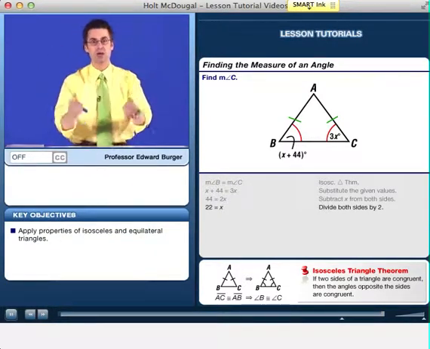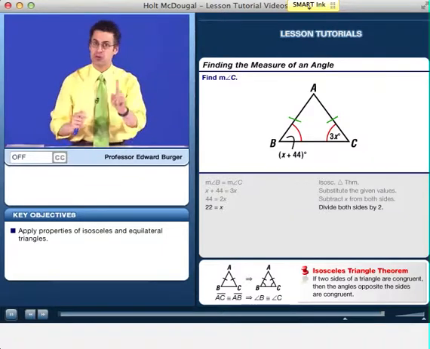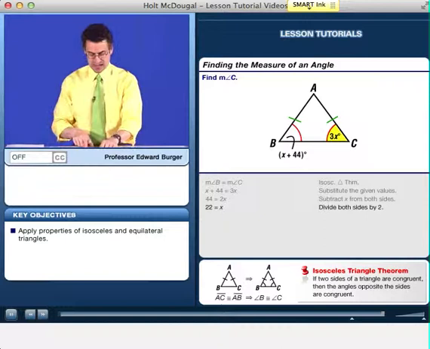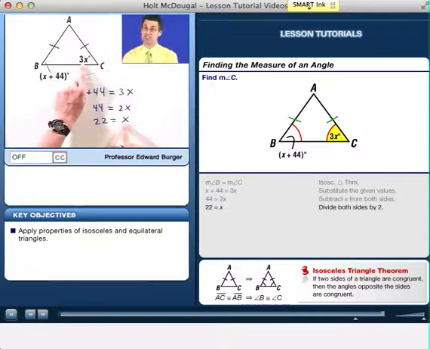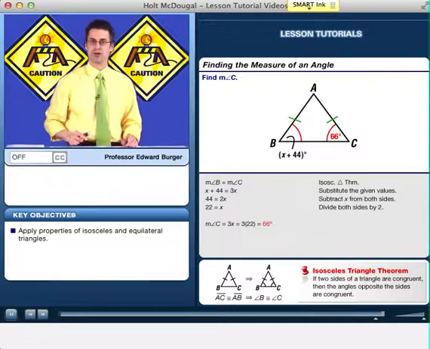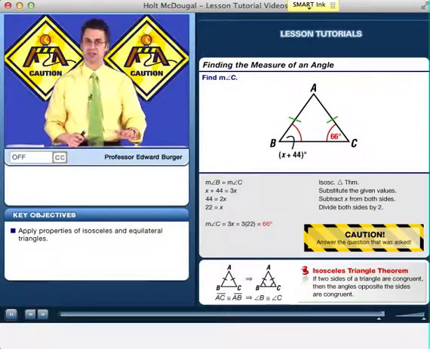But we're not. We have to understand what the original question asked. It said, find the measure of angle C. That's not x. Notice it's 3 times x. So we have to be really cautious and say that our answer is actually 3x, which turns out to be 66. And here the units are degrees. So be careful, make sure we're answering the question that people are asking.